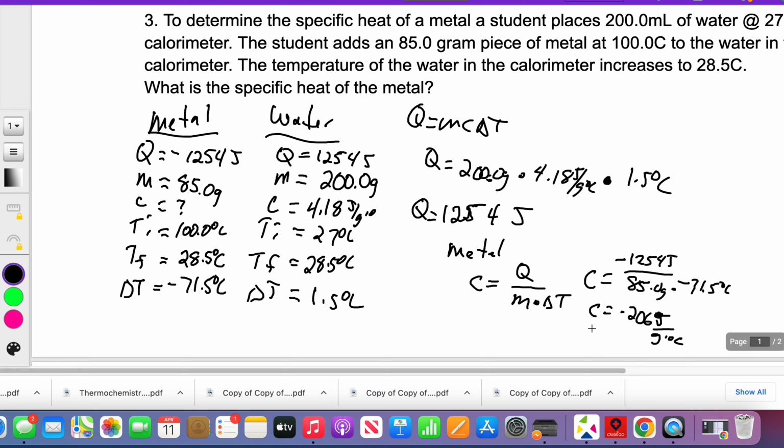So 0.206. Technically I guess you should go to 2 sig figs because that's 1.5. So C is equal to 0.21 joules per gram degrees Celsius.